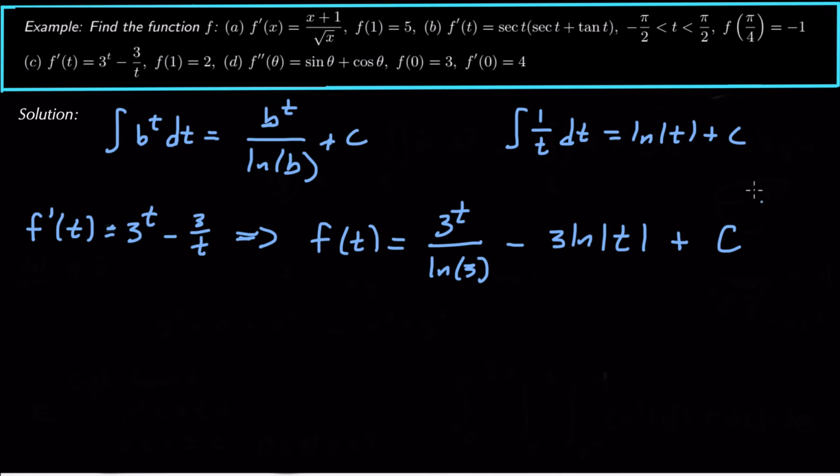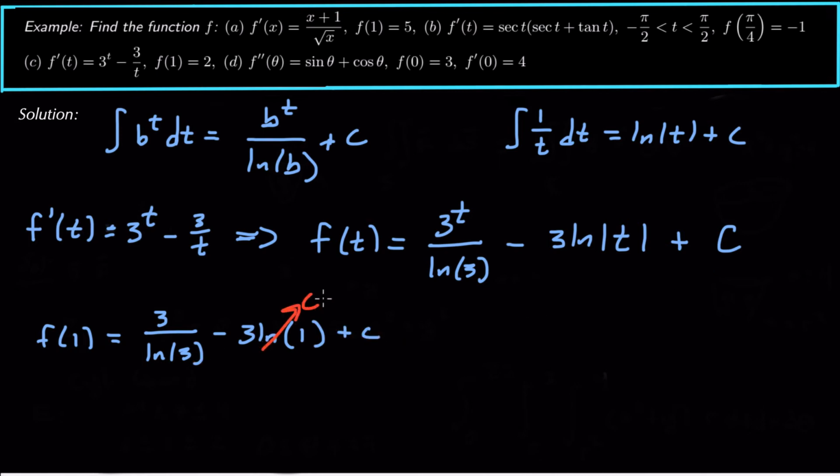All right, so now I've got a condition here, f of 1 equals 2. So f of 1 equals 3 to the 1 over natural log of 3 minus 3 natural log of 1 plus c. But natural log of 1 is 0, so this term is 0. And this is supposed to be equal to 2. So then c is equal to 2 minus 3 over natural log of 3.